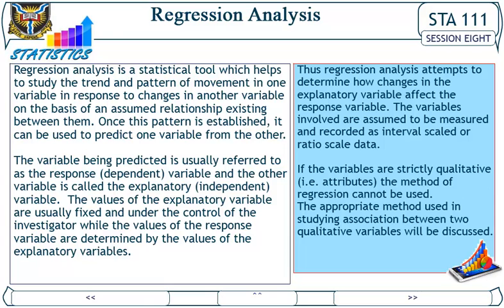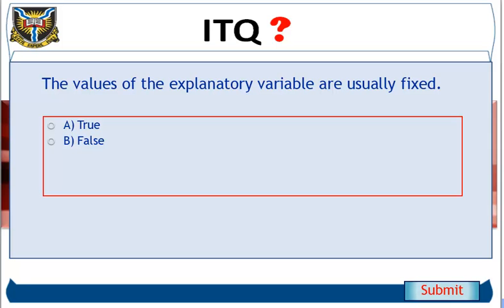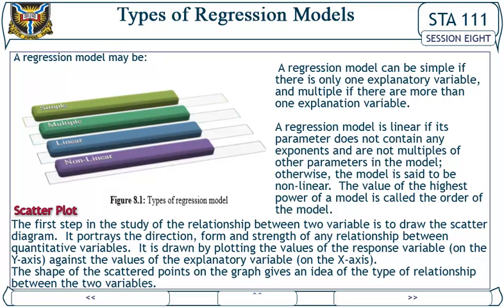The variables involved are assumed to be measured and recorded as interval-scaled or ratio-scaled data. If the variables are strictly qualitative, that is, attributes, the method of regression cannot be used. The appropriate method used in studying association between two qualitative variables will be discussed. In-text question.